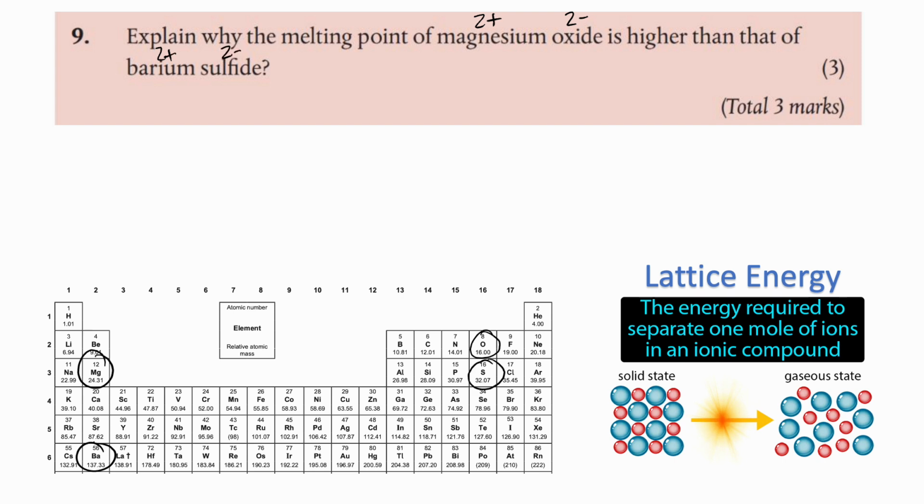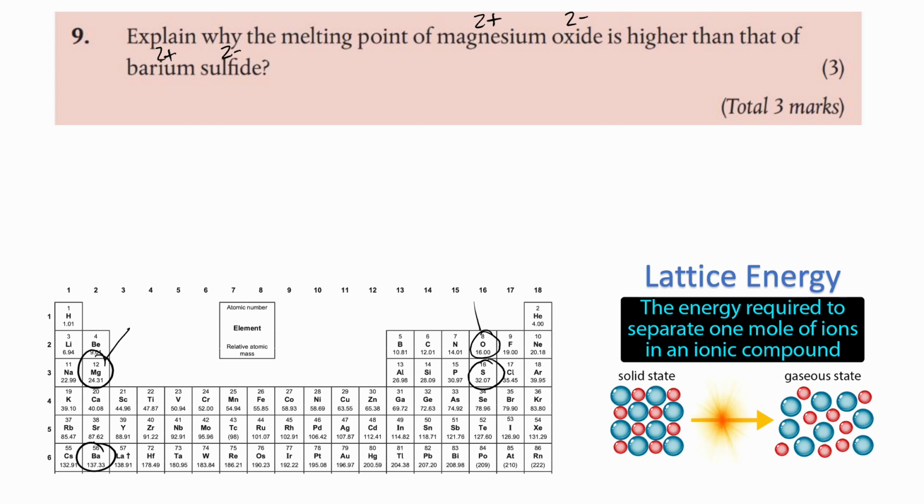So we're not really focusing on the charge in this one in terms of Coulomb's law. We're going to be more focusing on radius. So if the radius is smaller, remember, it's going to have a stronger attraction, which is going to increase the lattice energy. And when you increase the lattice energy, that means it's going to require more force to separate those ions in an ionic compound. So if we're looking at magnesium to oxygen, obviously magnesium and oxygen are going to be much smaller. Their radius is going to be much smaller, which means their lattice energy is going to be much higher.